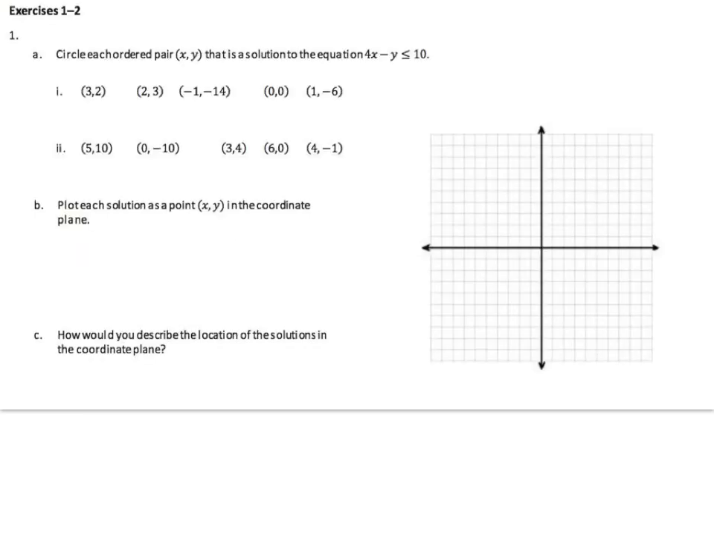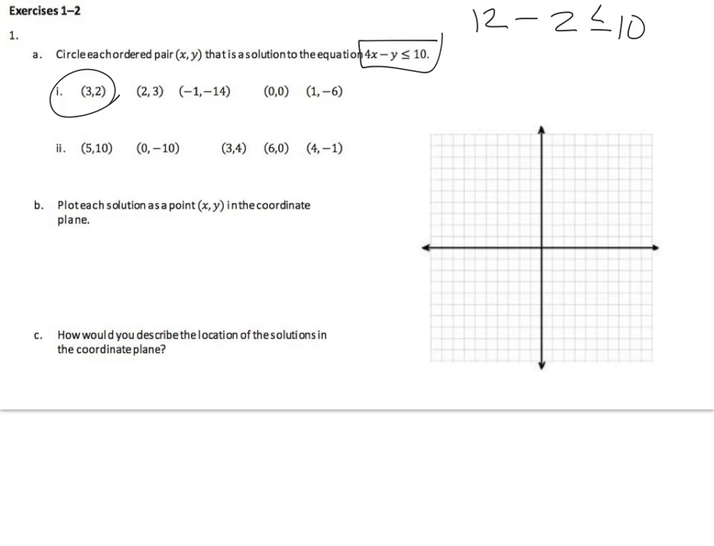Alright, the first thing that we would like to do is circle each ordered pair x, y that is a solution set to the equation 4x minus y is less than or equal to 10. So we're just going to take each one of these ordered pairs and plug them into the equation and find out which one's true. So first of all, 3 comma 2. 3 is your x, so 3 times 4 is 12. Minus 2, is that less than or equal to 10? Yes, that is actually equal to 10.